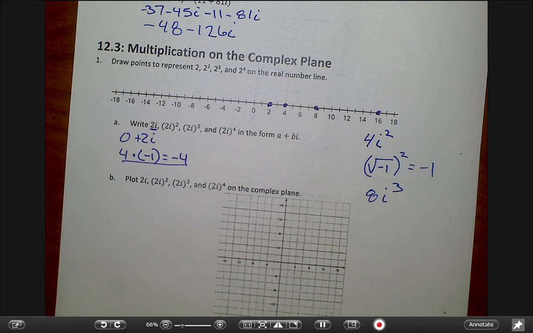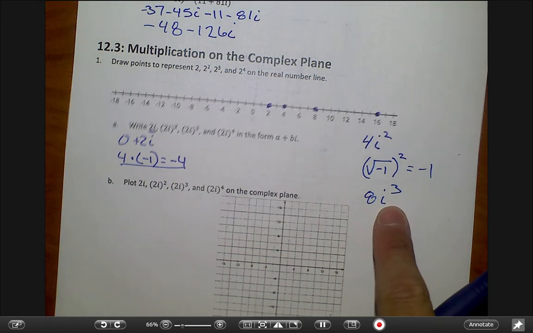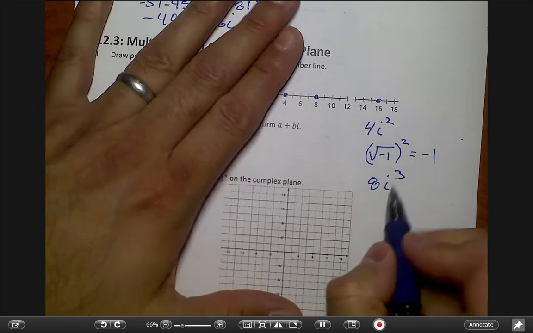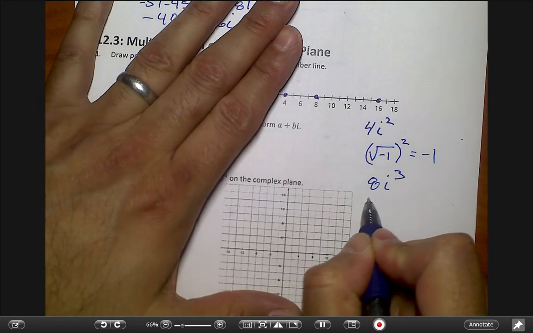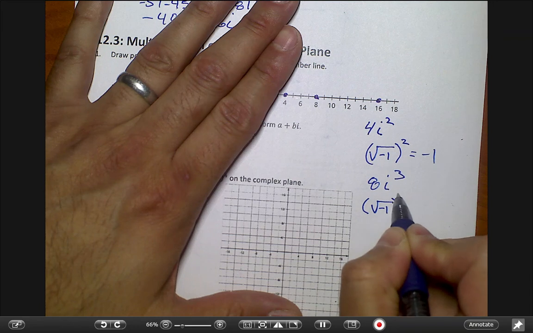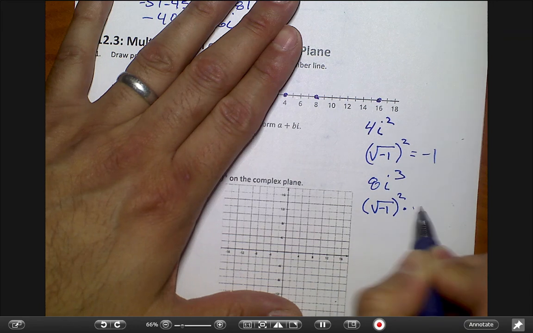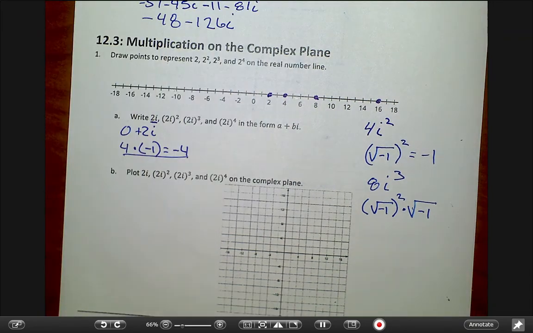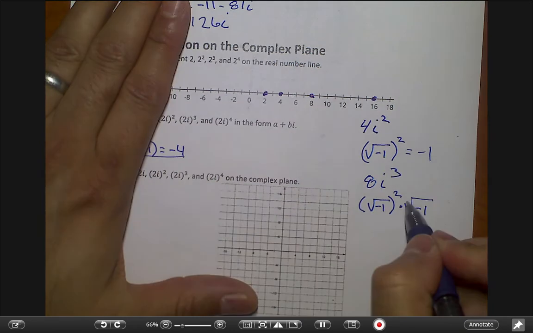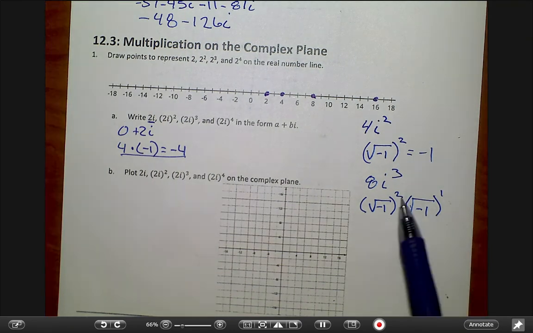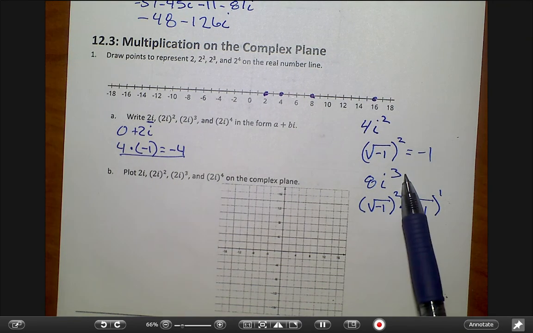So we're going to break this up. What's i squared? Negative 1, right? So I'm going to rewrite this. So it's going to be square root of negative 1 squared times square root of -1. So just to help you guys out, watch this. I'll even do the first right there. So if you notice, it adds up to my 3 again, right?